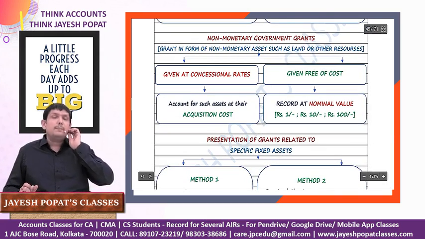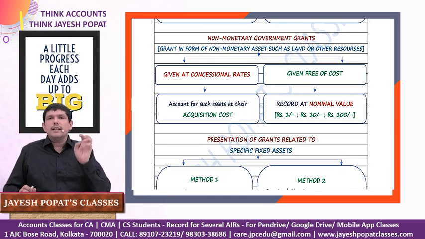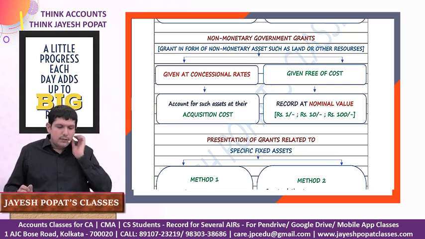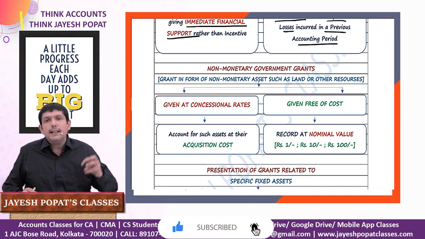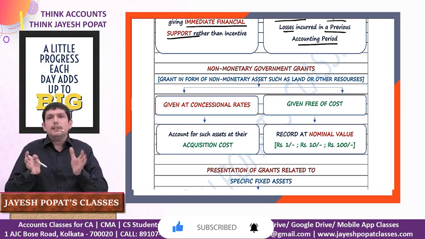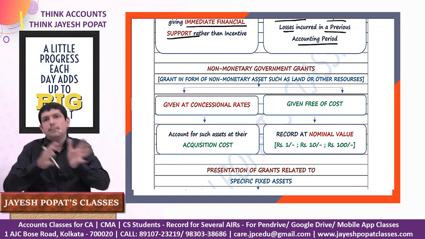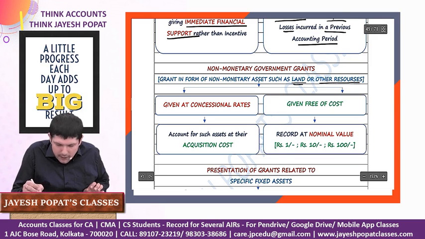Now we'll talk about the treatment of various kinds of government grants which an enterprise receives. Normally we can cover them in certain categories. The government grant could be of a non-monetary asset, it could be for a specific fixed asset, it could be in the nature of revenue, or it could be in the nature of promoter's contribution. We'll look at the treatment of each one of them. Non-monetary government grants would mean that the government is not providing support in terms of cash disbursement, but it is providing a certain asset to the enterprise. Maybe it is providing land, maybe it is providing plant and machinery, etc. So a grant in the form of non-monetary assets such as land or other resources.